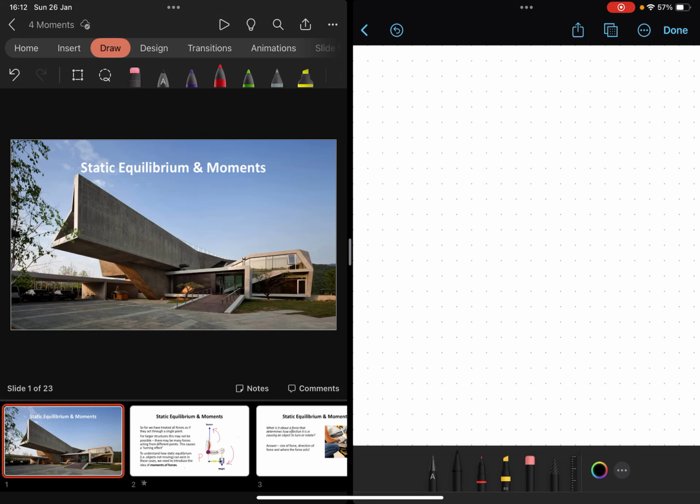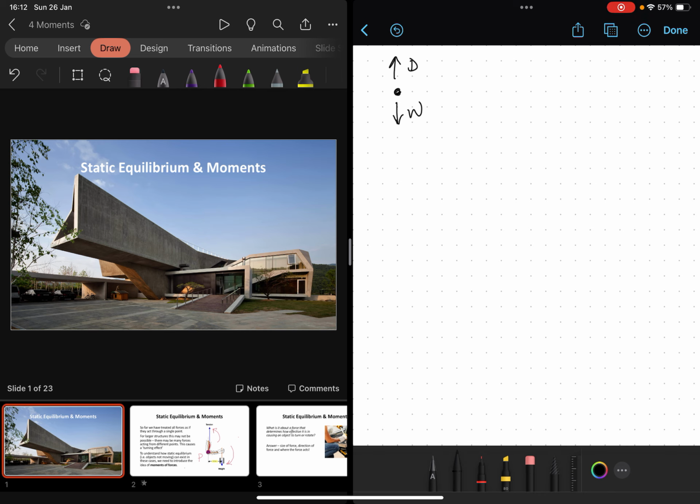In this video, we're going to have a look at static equilibrium and moments. When we considered terminal velocity and objects falling under gravity, we considered two forces: weight, which we said acted from the centre of mass of an object, and air resistance, that drag force, which also acts at the centre of mass of an object. However, there are plenty of examples where forces act from a lot of different points.